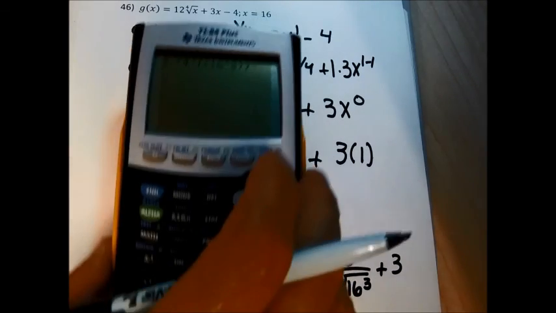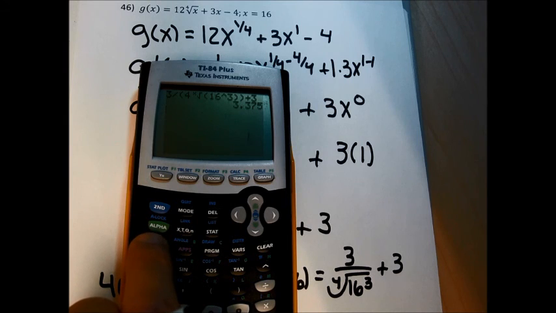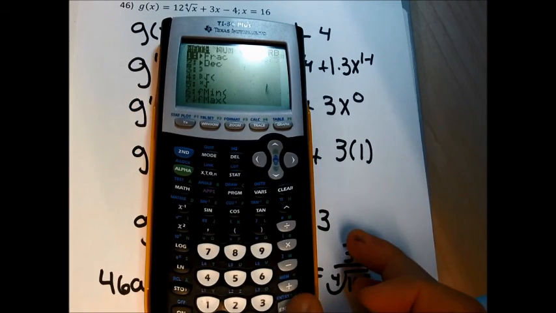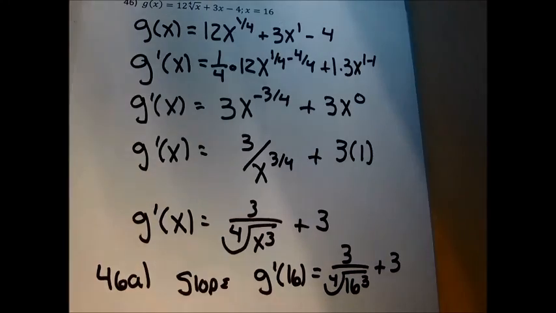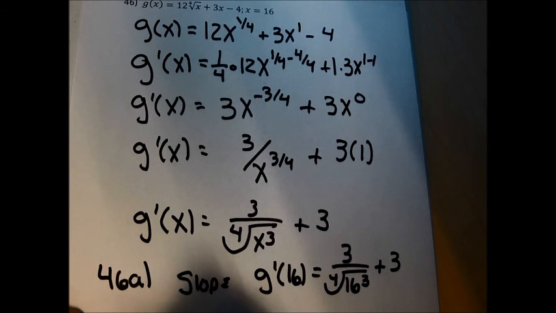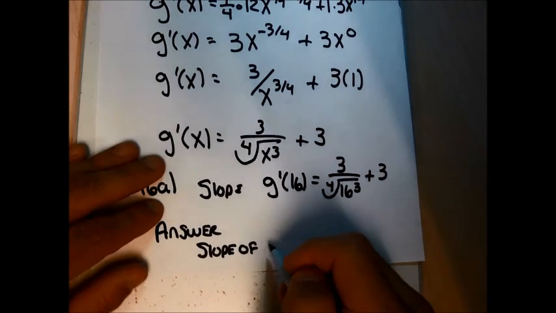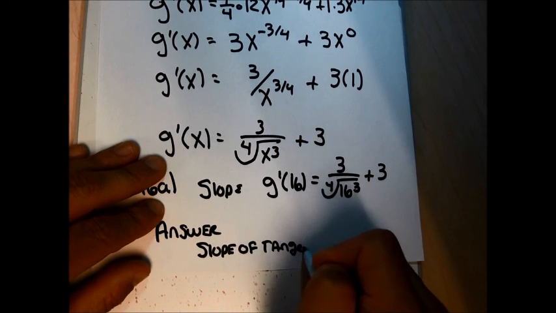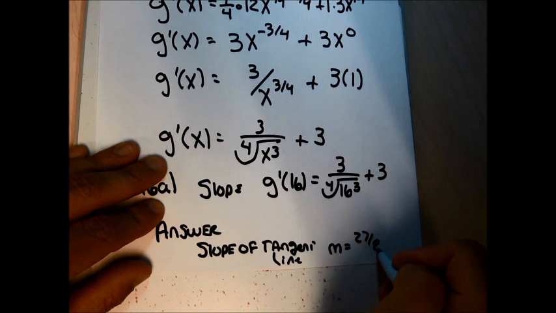Now I'm going to tack on the plus 3. It's going to give me a decimal. And to turn a decimal into a fraction, you hit math and enter twice. So I'm going to hit math and then enter and enter. So I get 27 over 8, which would have been doable by hand, but I didn't care to do it. So the answer to problem 46a, the slope of the tangent line, is m equals 27 over 8.